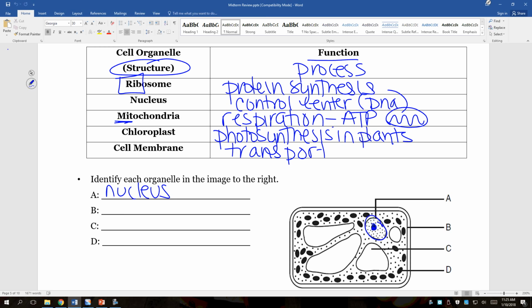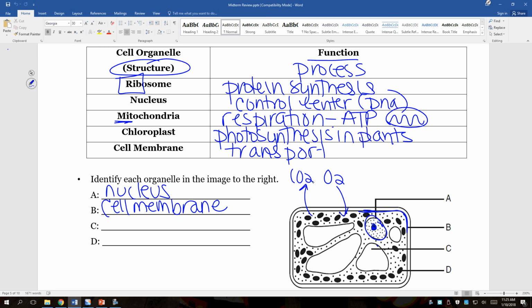B, which is this inner line here, that's going to be my cell membrane. Remember, all organisms, plants, animals, bacteria, they all have a cell membrane there. And what's going on in that cell membrane? Oxygen, carbon dioxide, those molecules are able to diffuse across it or move across it.